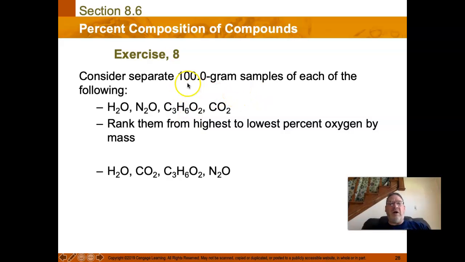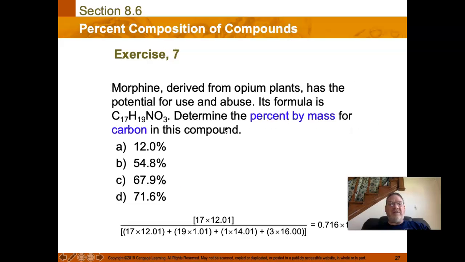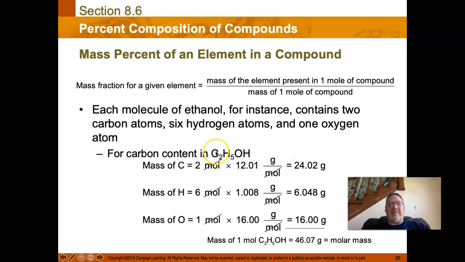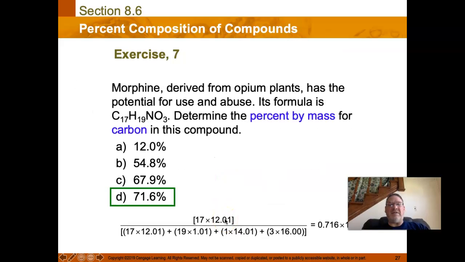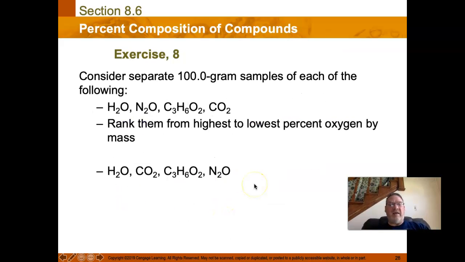Here you've got 100 gram samples, and what you would do with each of these, if you're looking for percent oxygen, is you would set up that same problem. So if we're working with water, we'll take the total mass of oxygen in water divided by its molar mass. And the same thing for the N2O, the C3H6O2, and the CO2. And again, go back to this example here. Just substitute in water and add up the masses of the hydrogen, oxygen. Substitute in the carbon dioxide, the mass of the carbon and the oxygen to solve that. And you see the ranking for this.